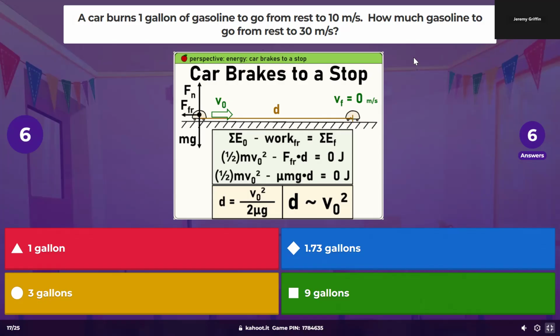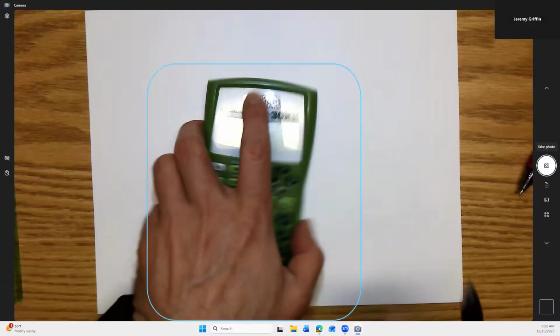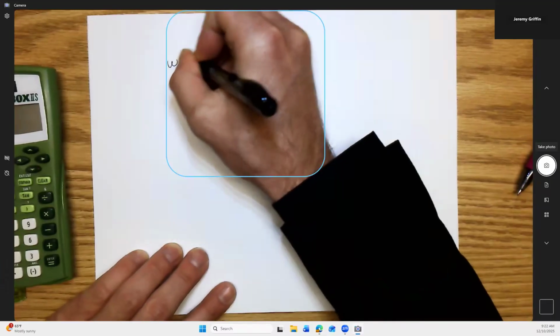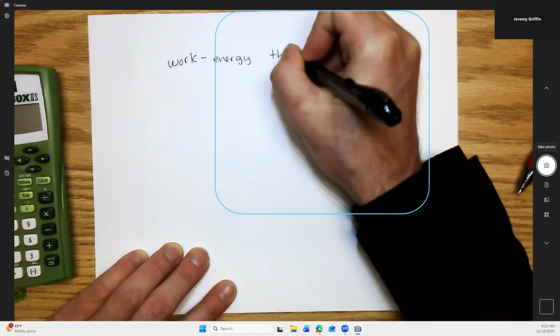I'm not 100% sure, but I think I trust Austin with some speed. Yeah, 9 times. Because it's kinetic energy. Are we talking about kinetic energy at 1/2 mv squared? So it's called work, energy, zero.